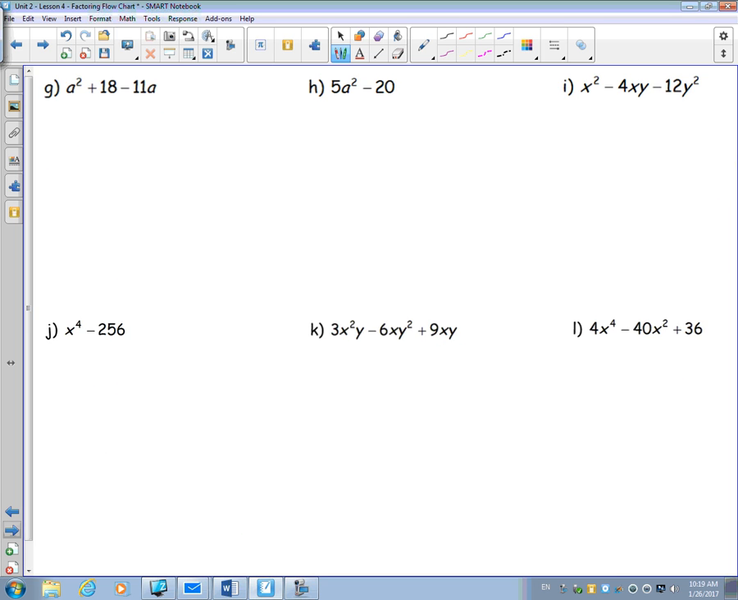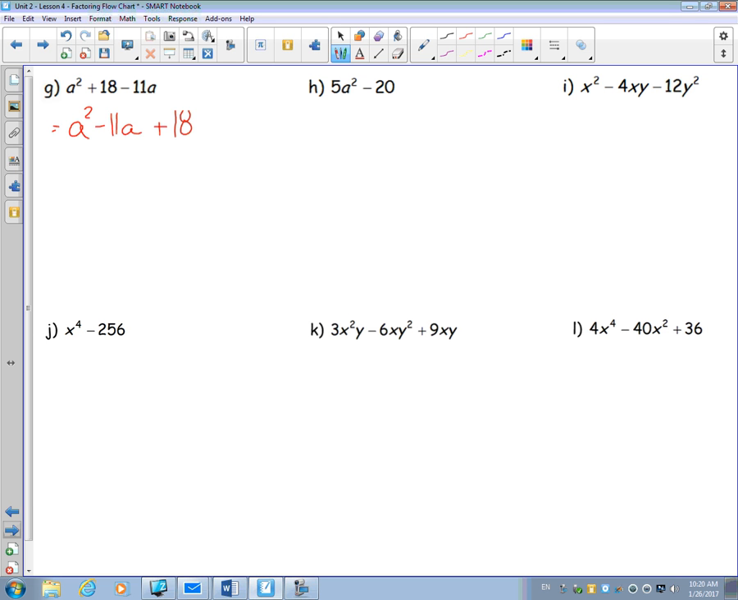And last 6. Letter G. Now letter G, I kind of messed with you a little bit. It's not in the right order. We always want our highest exponent first, and then our next exponent, and then our last one. We know we can move things around algebraically as long as we don't change our signs. Put it in the right order.